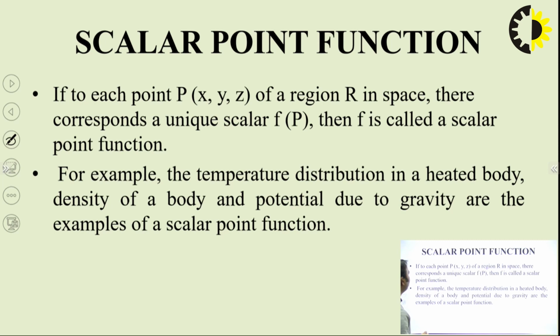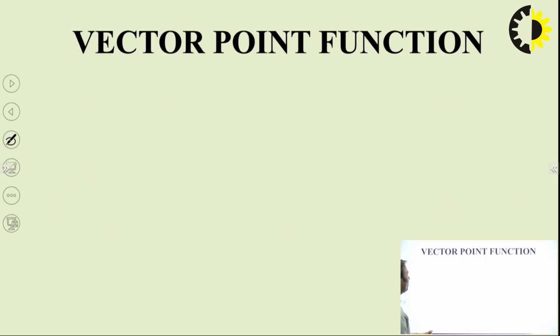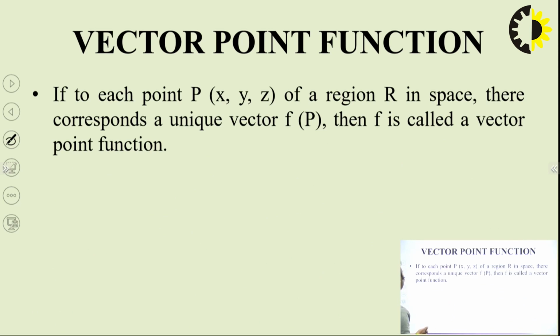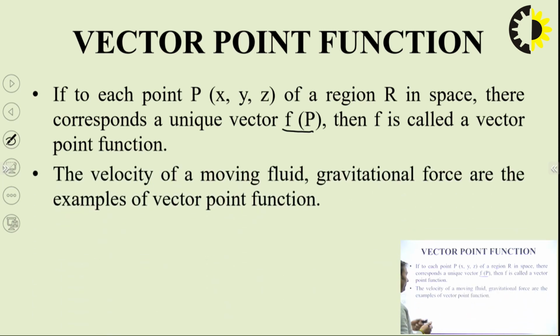Now we understand what a scalar point function is. Now I am talking about the vector point function. Similarly, students, if there is a point P(x, y, z) in the region R in space, then there corresponds a unique vector function F(P). It must be a vector quantity, and then this F is called the vector point function. Examples are the velocity of a moving fluid and gravitational force.